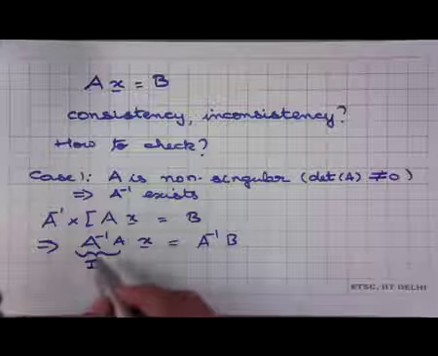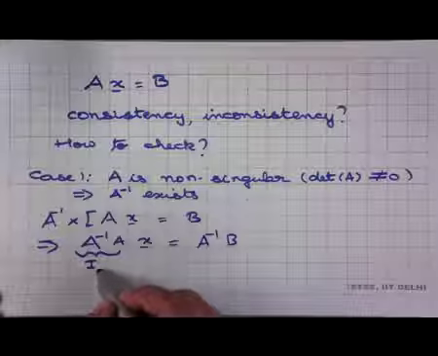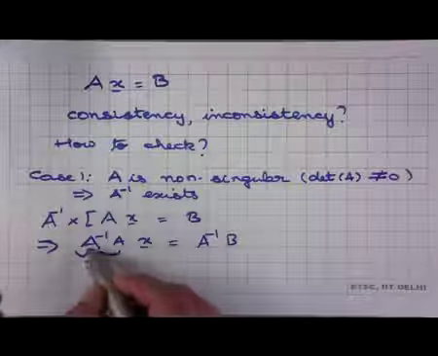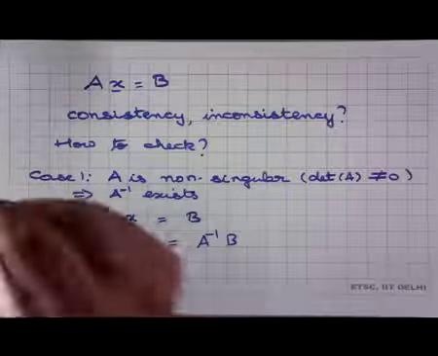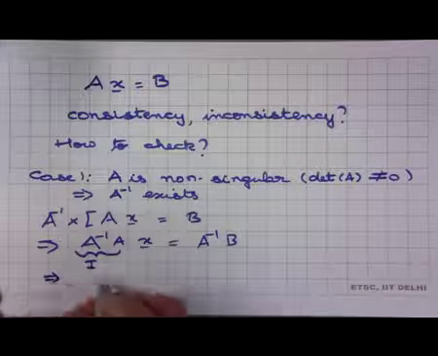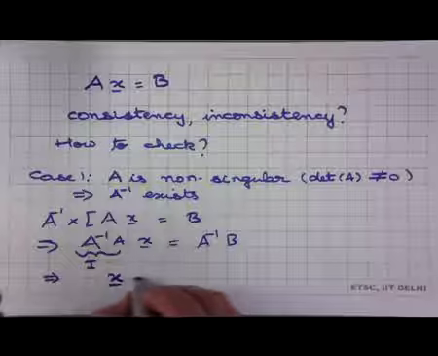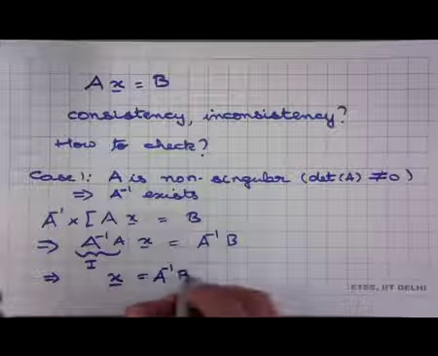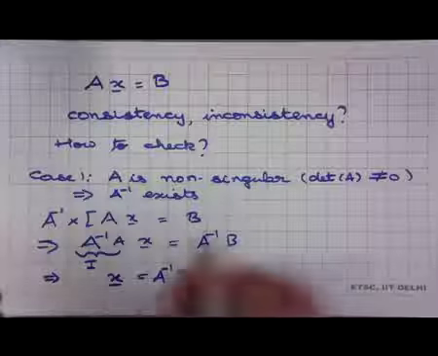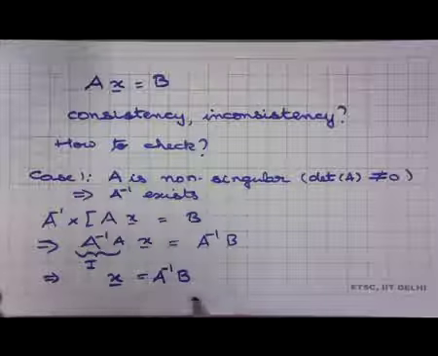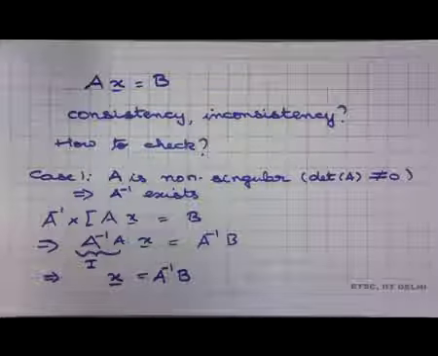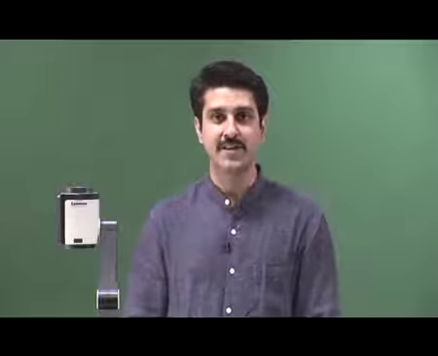If it is a 2-dimensional matrix A, then this is a 2-dimensional identity, which is 1 0 0 1. In general, if it is an n-dimensional matrix A, it is an n-dimensional identity, so it has n rows, n columns, and all the diagonal entries are 1. So, identity times x is x, and we get x is A inverse times B. So, in the case that A is non-singular, the solution is x equal to A inverse B. This is the first case, in which the determinant is non-zero, and we have a ready made solution for this. Now, what about the other case?